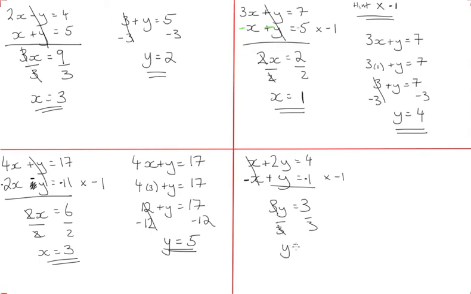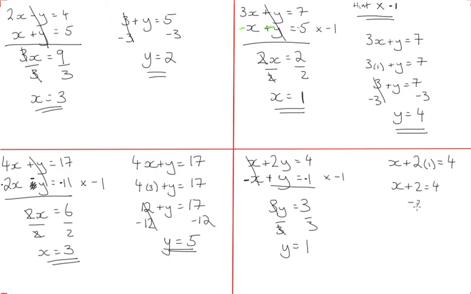You're left with y is equal to 3 divided by 3, which is 1. Now we know what y is. We'll substitute it into the equation that we didn't change. So x plus 2y, now y is 1, so we can substitute 1 for y, equals 4. So x plus 2 by 1 is 2, equals 4.